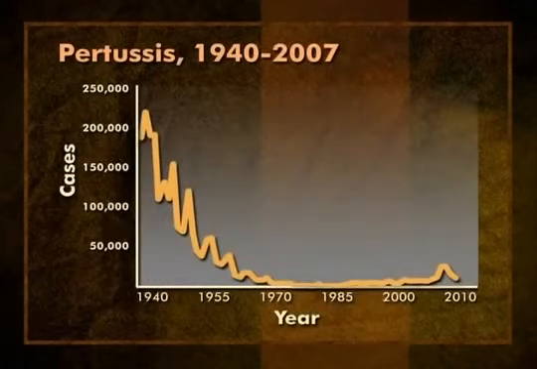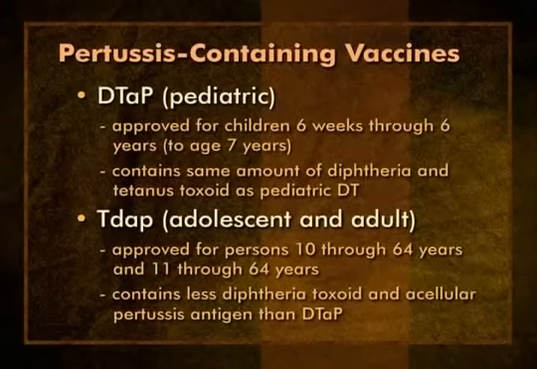This graph shows the number of reported cases of pertussis by year. DTaP is approved for children 6 weeks through 6 years of age, that is, up to the 7th birthday. DTaP should not be administered to anyone 7 years or older. DTaP contains the same amount of diphtheria and tetanus toxoid as pediatric DT vaccine.